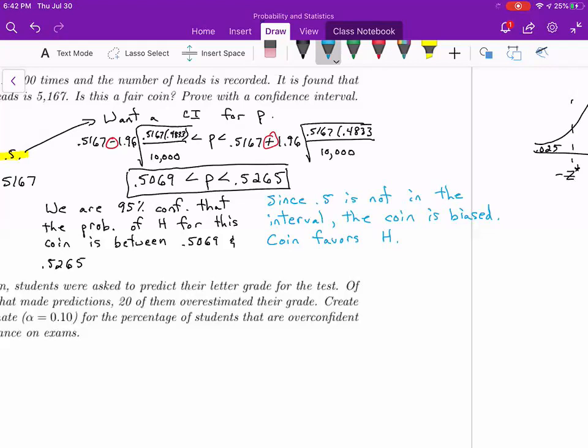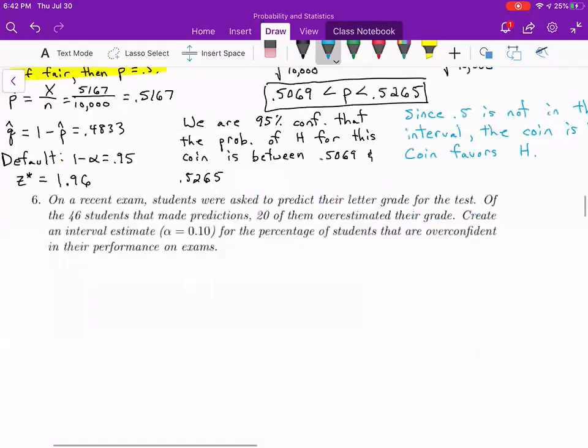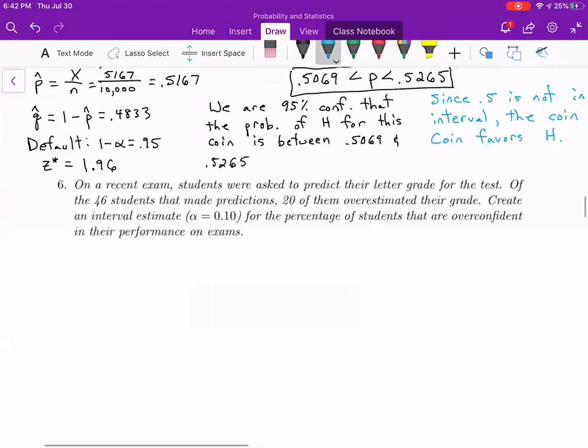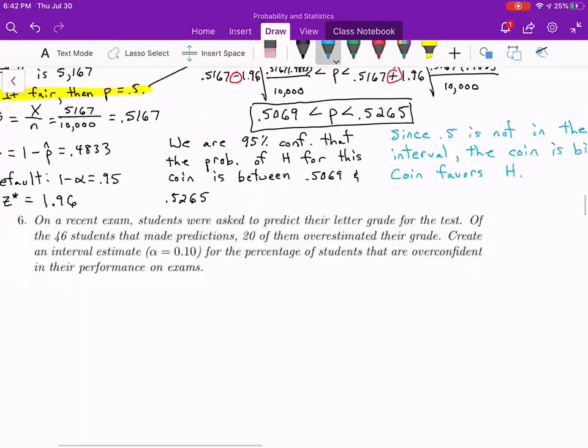There's one last problem, which we've got time to finish here. And that is that on a recent exam, students were asked to predict their letter grade for the test. Of the 46 students that made predictions, 20 of them overestimated their grade. So they, for example, said, I think I got a 90, but they really got an 82. They thought they did better than they did. Create an interval estimate where alpha is 0.1 for the percentage of students that are overconfident in their performance on exams.